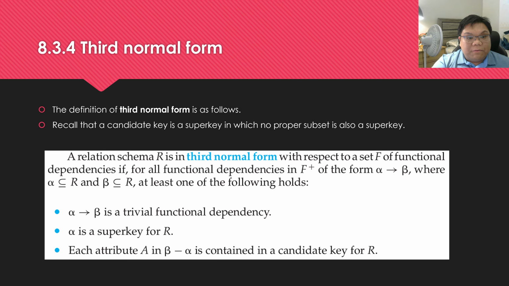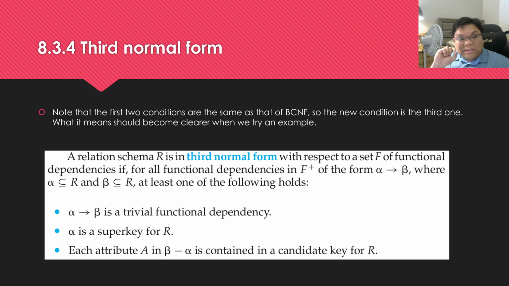So here's the definition for third normal form. A relation schema R is in third normal form with respect to a set F of functional dependencies if, for all functional dependencies in F plus of the form alpha determines beta, where alpha and beta are subsets of R, at least one of these three holds. Alpha determines beta is a trivial functional dependency. Alpha is a superkey of R, or each attribute A in beta minus alpha is contained in the candidate key for R.